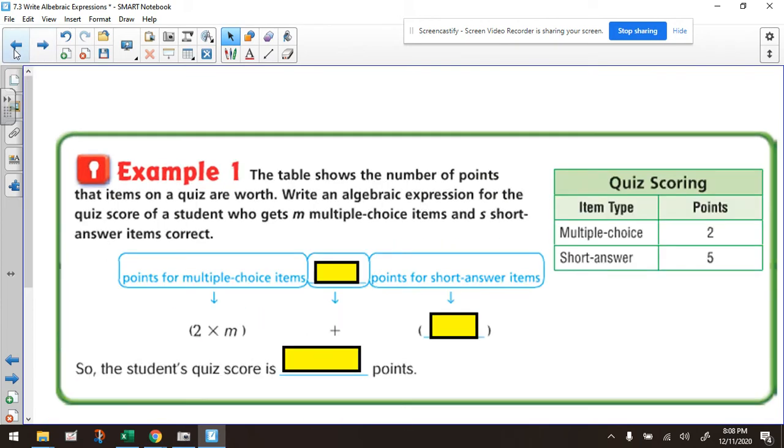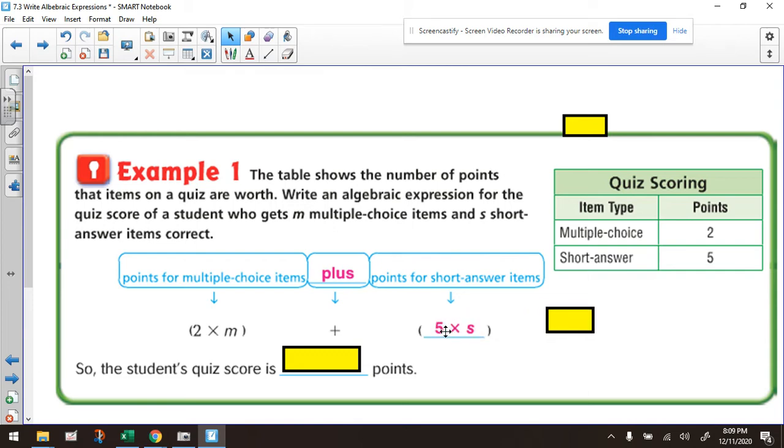Let's look at this one. The table shows the number of points that items on a quiz are worth. Write an algebraic expression for the quiz score of a student who gets M multiple choice items and S short answer items correct. So the first chunk of this is going to be 2 times M, and then we would be adding, right, because we have that idea of plus, we're going to be adding the points for the short answer items.